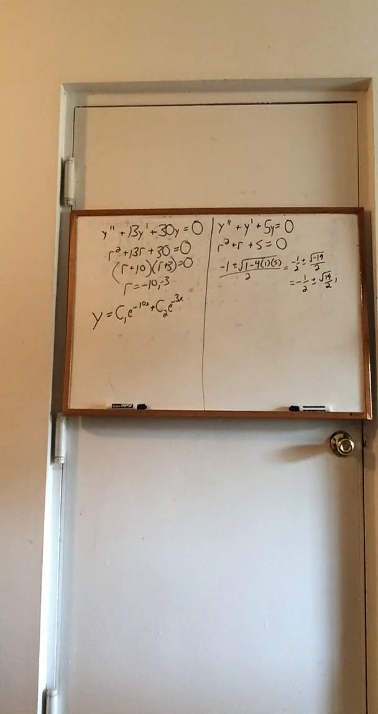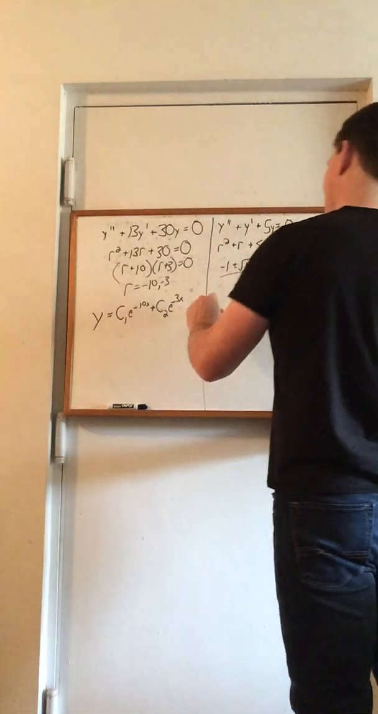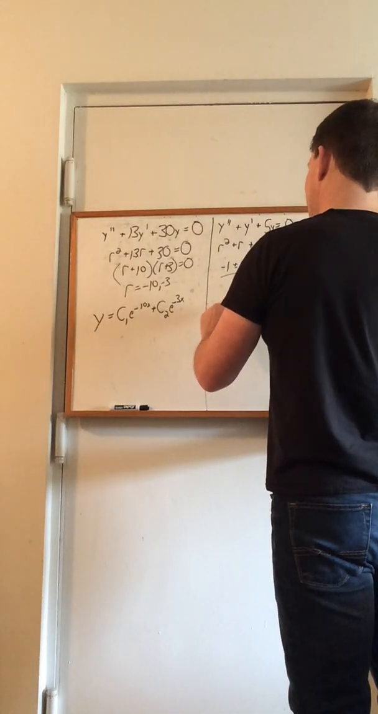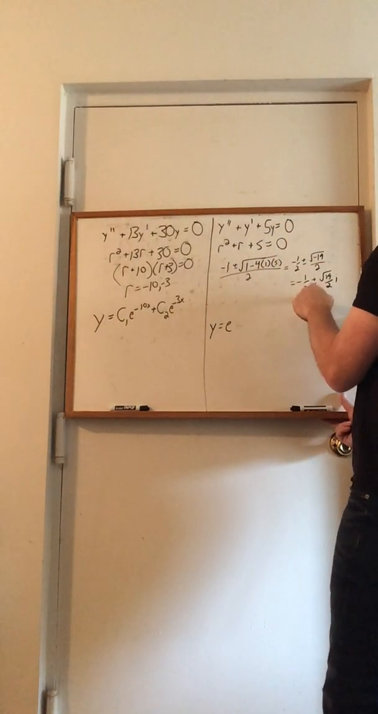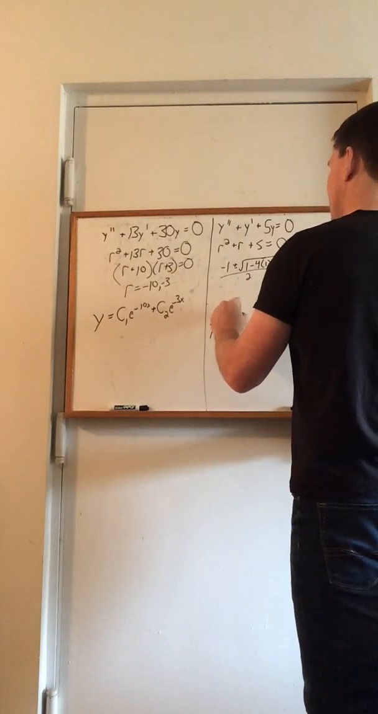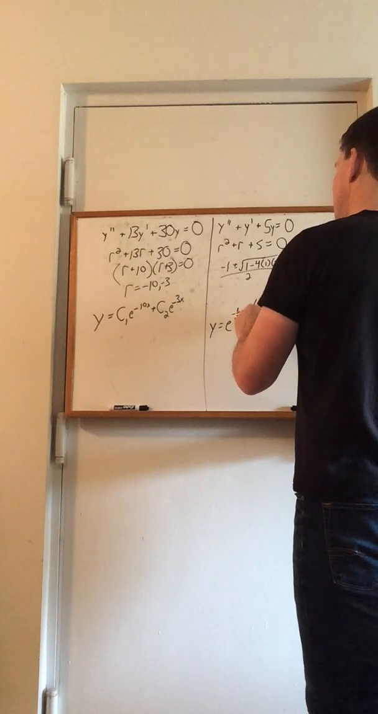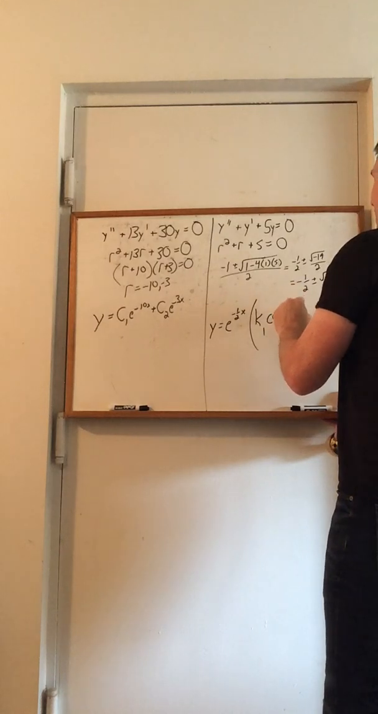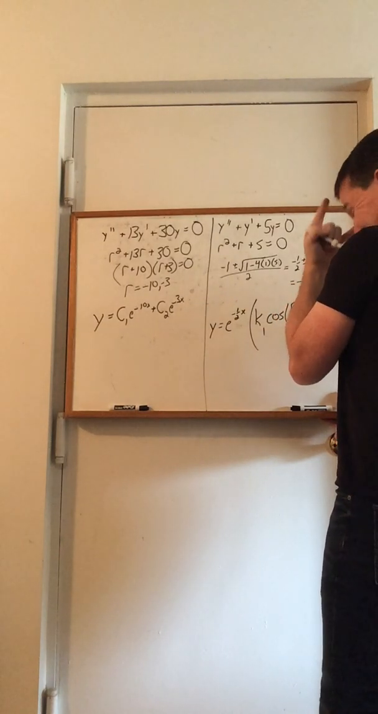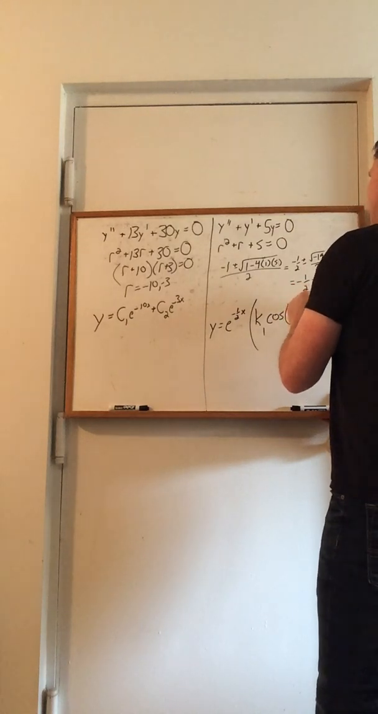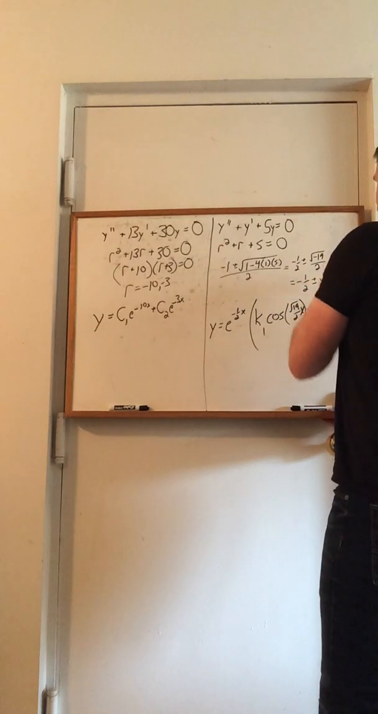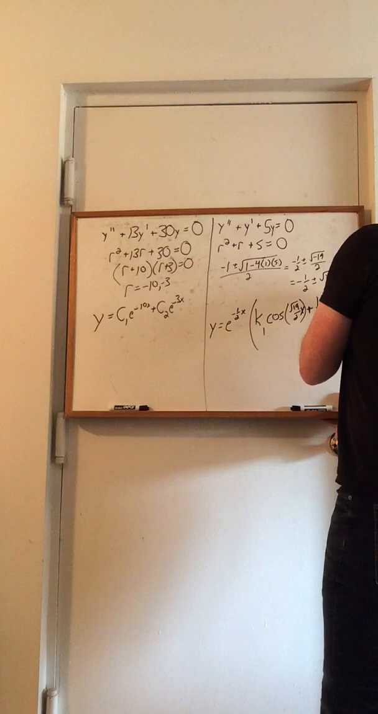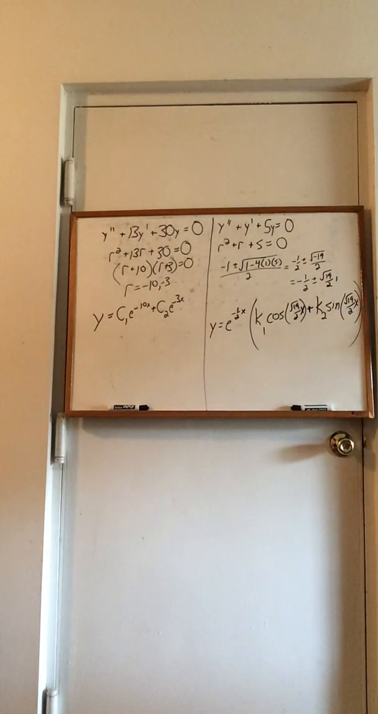It's complex, so I know how to write my solution. I get y equals e to the alpha x, where alpha is negative a half, times parentheses k sub 1 cosine of beta x, where beta is root 19 over 2, plus k sub 2 sine beta x, with beta equal to root 19 over 2. And again, there we go, straightforward and simple.